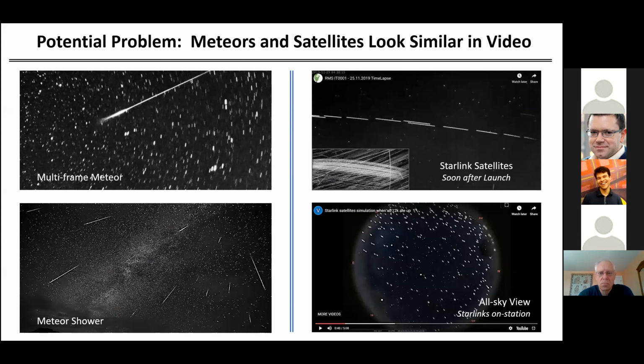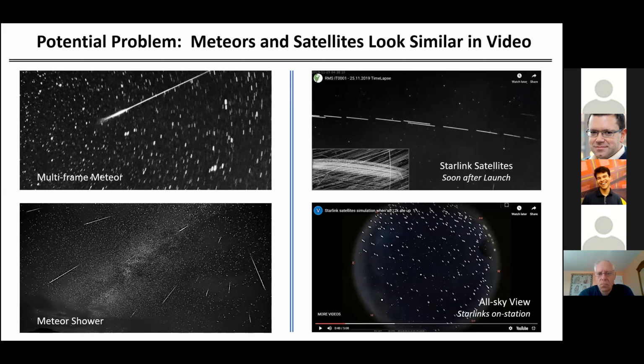So what is the potential problem? Well, meteors and satellites look very similar in video that is collected by meteor astronomers. On the left, you see a multi-frame meteor. These are several frames aggregated together. On the lower left, when you have a meteor shower, you have multiple streaks going across the sky over a period of time.